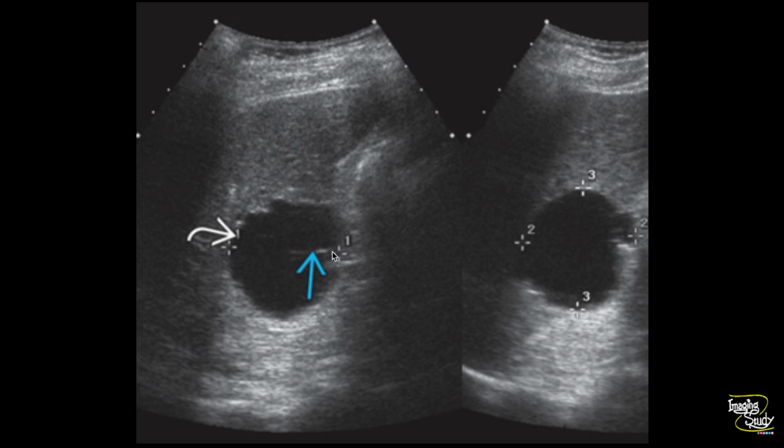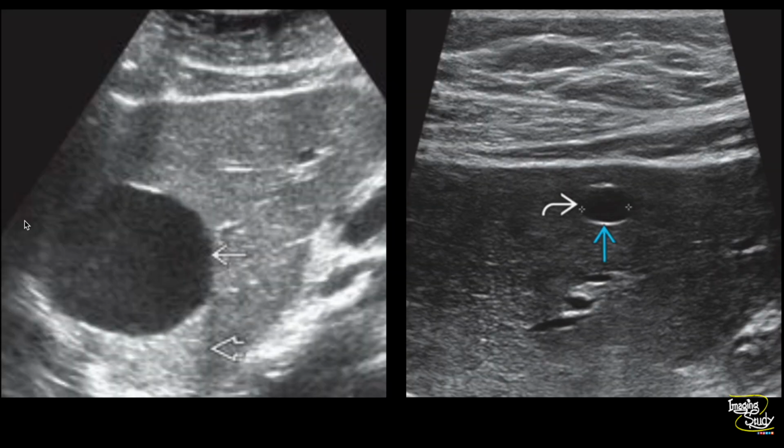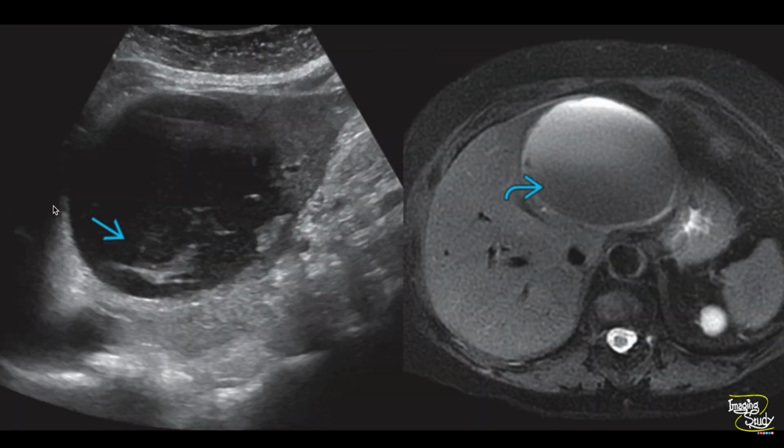There is a very thin, almost invisible septation within it. There is a large anechoic cystic structure with posterior acoustic enhancement with a thin hyperechoic wall, you can see here. On the right image, you can see a small anechoic cystic structure adjacent to the liver capsule with a sharp outline. Now let's see some complicated cystic structures.